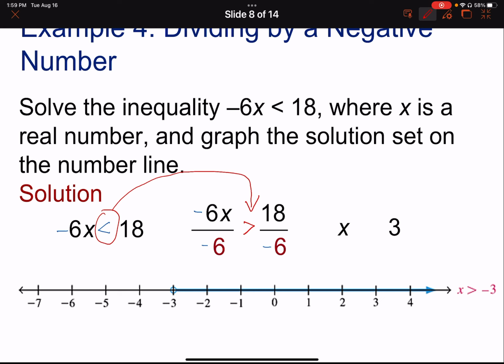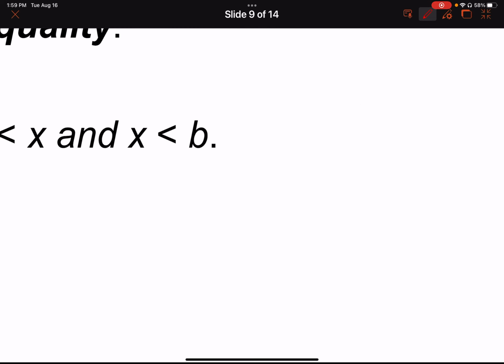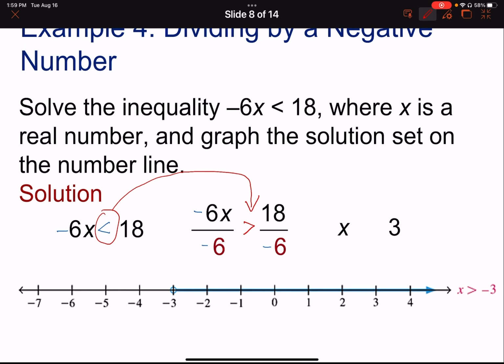Now, we divide both sides by -6. The left-hand side becomes x, and the right-hand side becomes just -3. So that's the solution to this inequality, x greater than -3. Now to draw the solution on the number line, we first identify -3. Because -3 is not included, we use a circle to indicate that, and then we draw an arrow toward the right because we are looking at any number greater than -3.